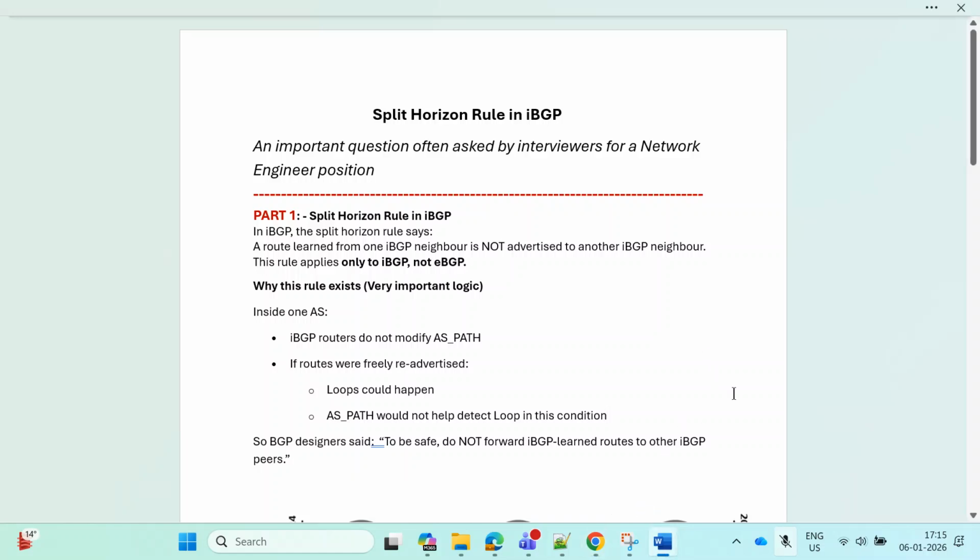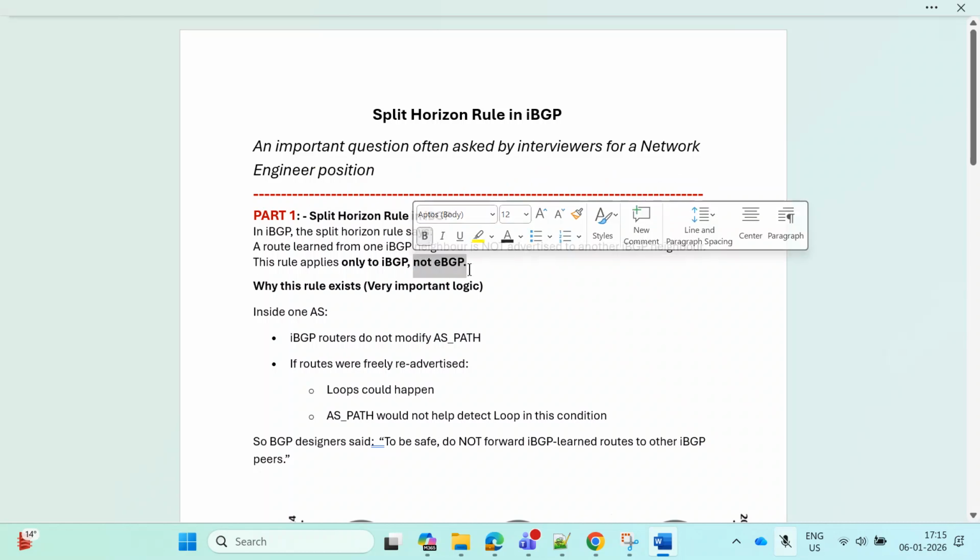Today I'm going to talk about the split horizon rule in iBGP. This is a very important question often asked by interviewers for the network engineer position, right? So, part one: what is the split horizon rule in iBGP? First of all, this rule applies only in iBGP, not in eBGP, right?